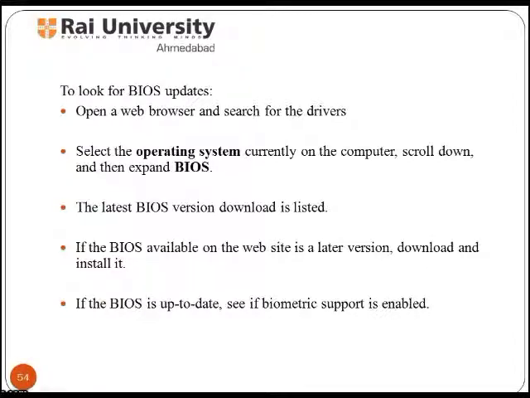Open a web browser and search for driver and select operating system. Currently on the computer, scroll down and then expand BIOS. The latest BIOS version download is listed. If the BIOS available on the website is a later version, download it and install.